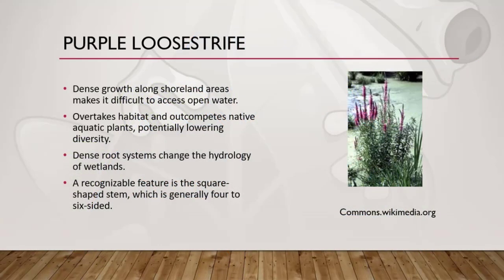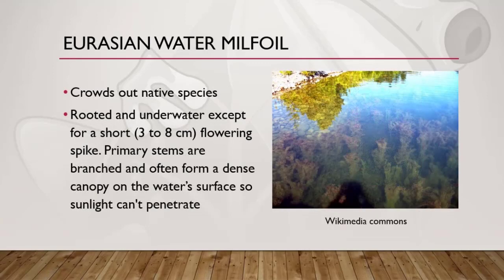The purple loosestrife is the first plant we'll discuss. A distinguishing feature is a square-shaped stem with 4 to 6 sides. This plant crowds out native species that are within its growing area. Next plant is the Eurasian water milfoil, which forms a dense canopy on the surface of the water. It also crowds out native species.